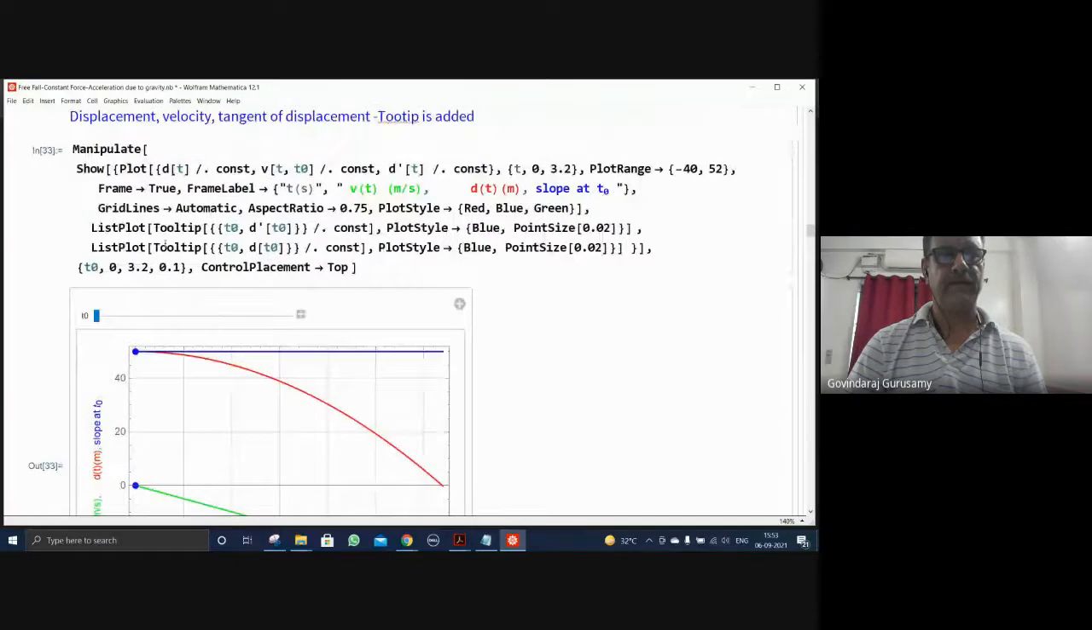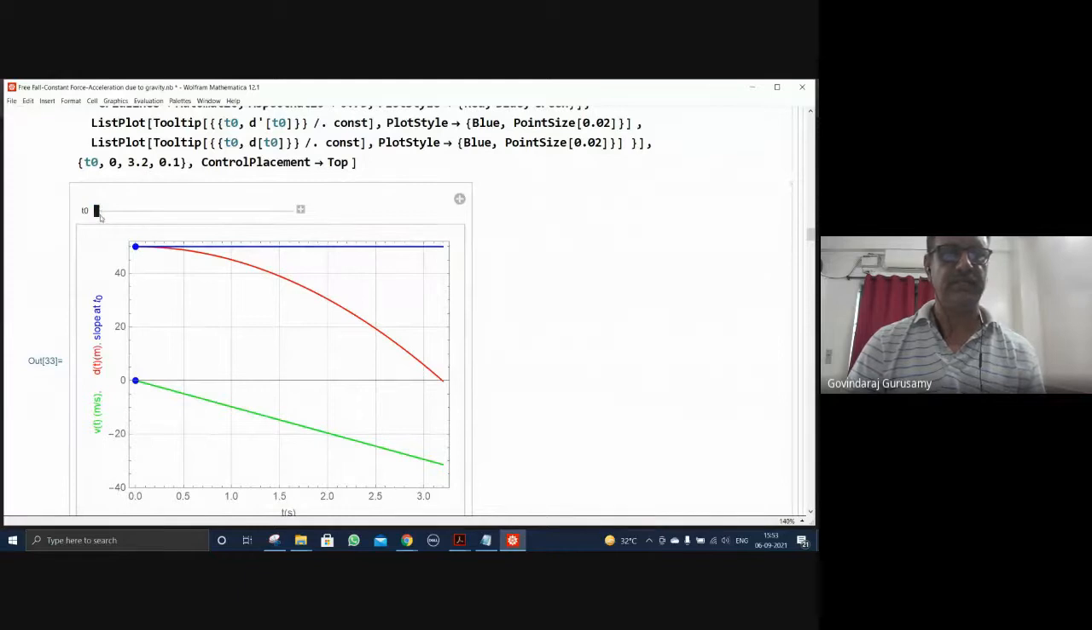Okay. See, plot this. I have not added the tooltips, but I have distinguished by using the colors. So you can see here this velocity, displacement is here, and this slope at T0. Also your tangents. So now you can see this is the curve. On the top you have the displacement and the evaluation of the slope at every point. That's going to be this straight line.